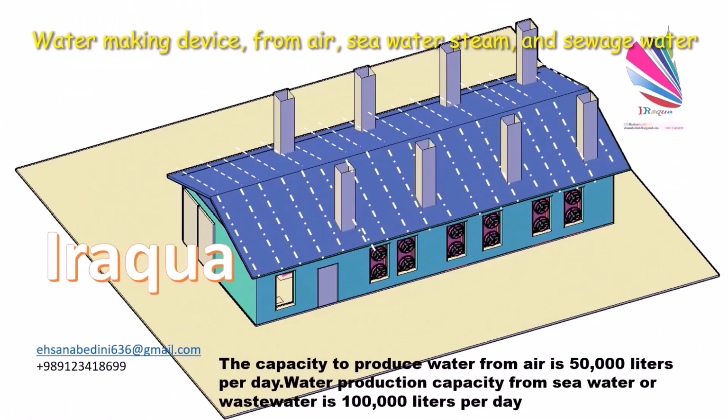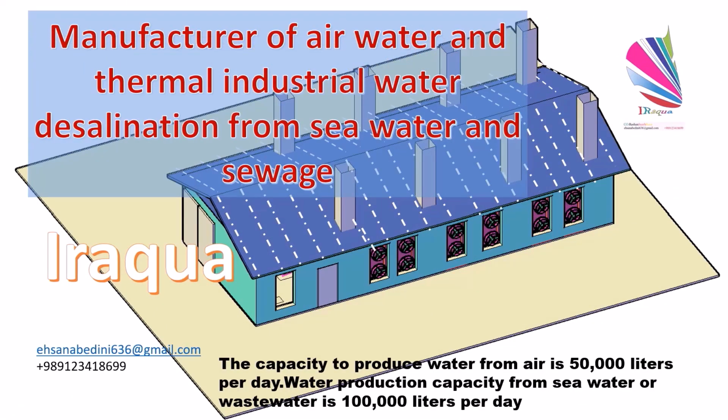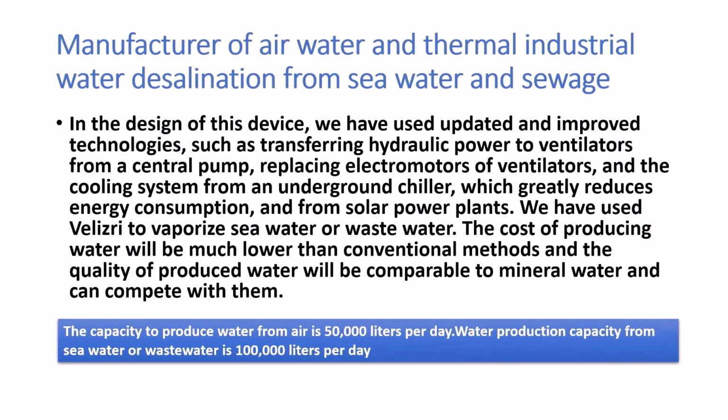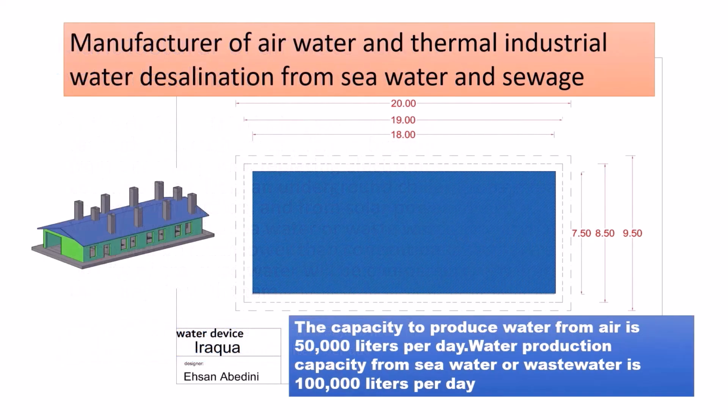The device produces water from the air, seawater desalination, and wastewater, using industrial and thermal methods with a capacity of 50,000 liters and 100,000 liters per 24 hours. In the design of this device, we have used updated and improved technologies, such as transferring hydraulic power to ventilators from a central pump, replacing electromotors of ventilators, and the cooling system from an underground chiller, which greatly reduces energy consumption, and from solar power plants.